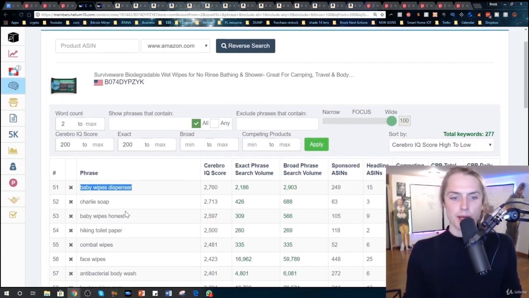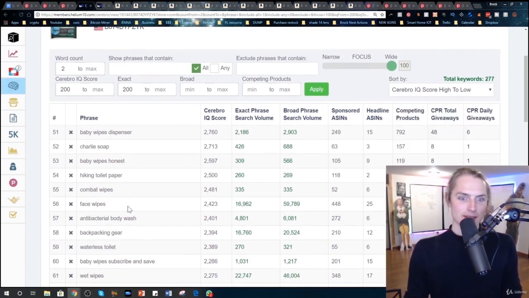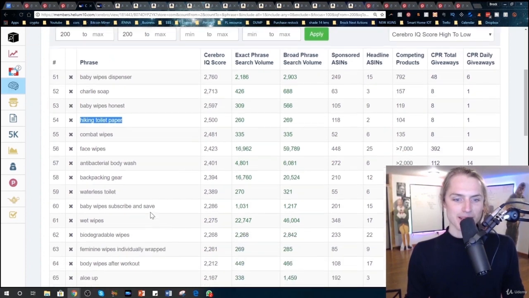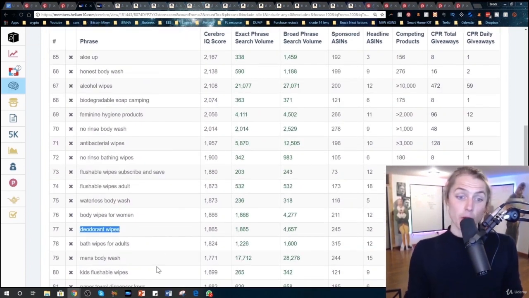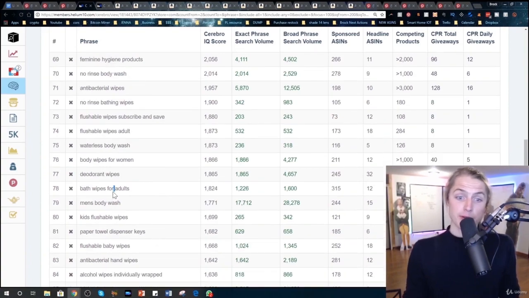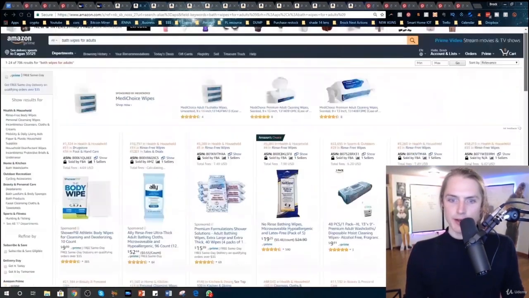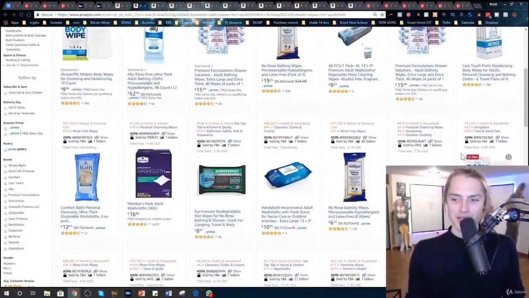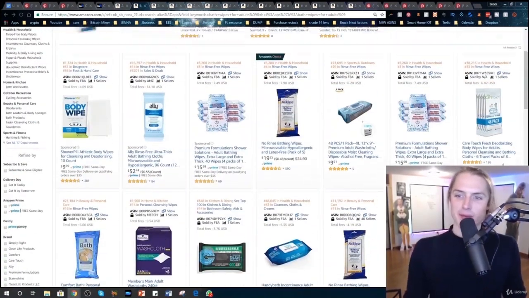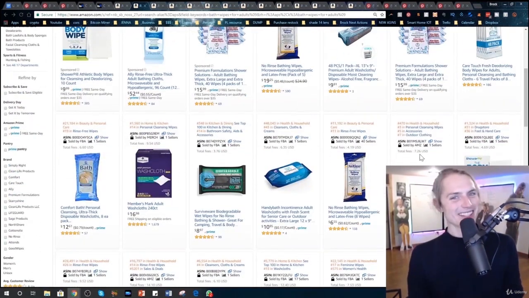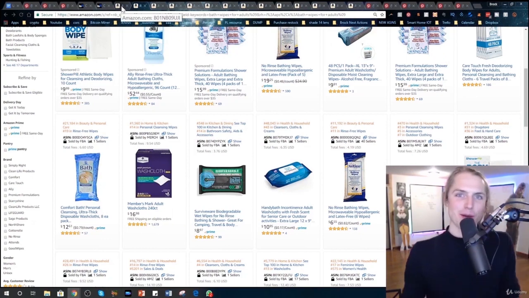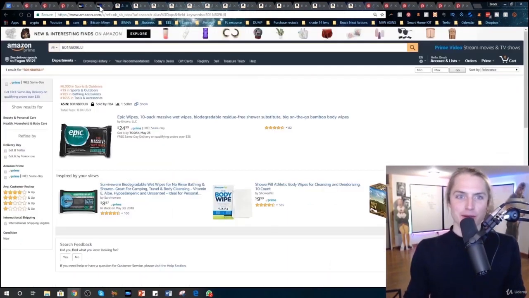Shower pill. Another baby wipes dispenser. Hiking toilet paper. Okay, that goes in with the wipes again. All right, so we got biodegradable soap then. So, okay, then we have deodorant wipes here. Bath wipes for adults. Okay, so yeah, this is very similar to the last one we looked up, but I don't see anybody doing anything great here in the bath wipes for adults. It's not a sexy market, but you could spruce it up and find some way to pitch it differently.